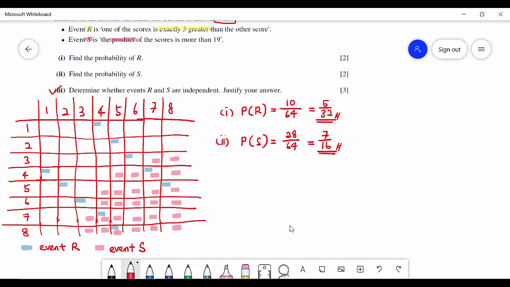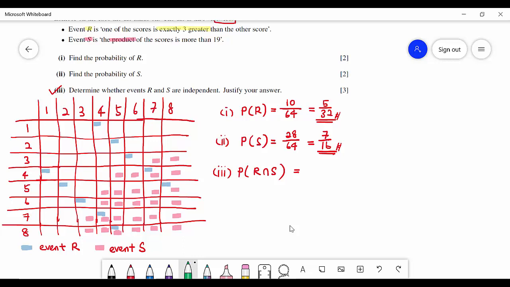For part number 3, they want you to determine whether the events R and S are independent and justify your answer. So to justify, first I need to find out the probability for R intersect with S. How can I get the probability for R intersect with S? You need to count again. There are how many cells that have both highlighted colors in one cell.